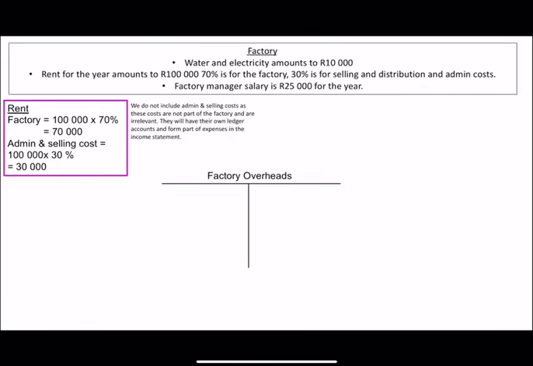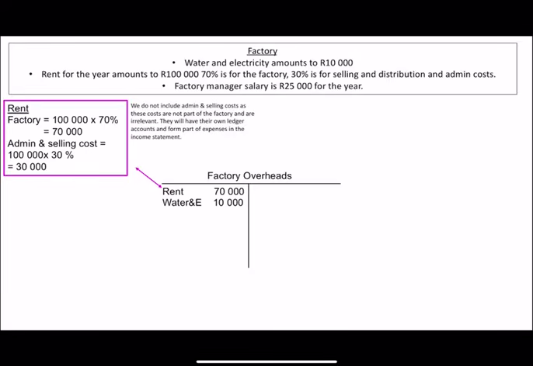So looking at rent, we say 100,000 rand times 70% means that our factory rent is 70,000 rand. And we place that on the debit side of factory overheads because it's an expense. Next, we're going to deal with water and electricity. So water and electricity amounts to 10,000 rand. So we include that because it's 10,000 rand to operate the factory.